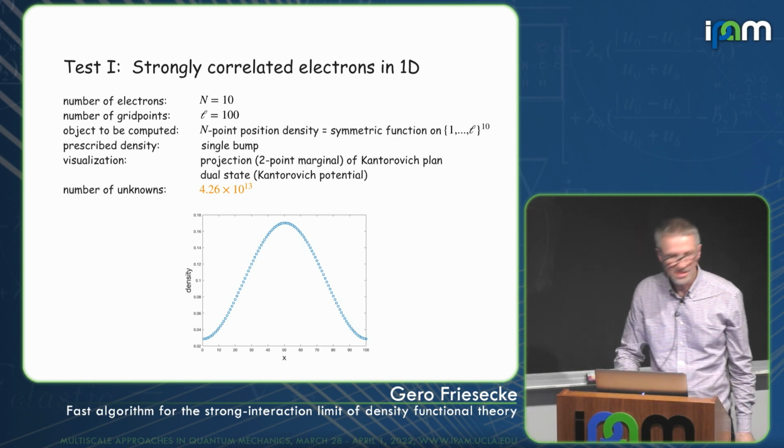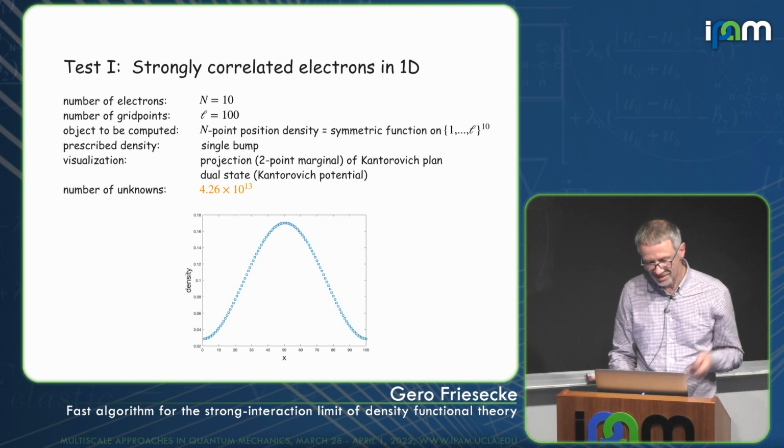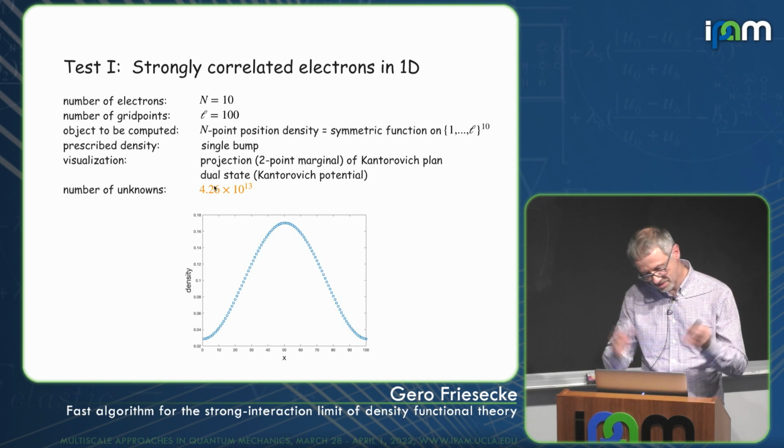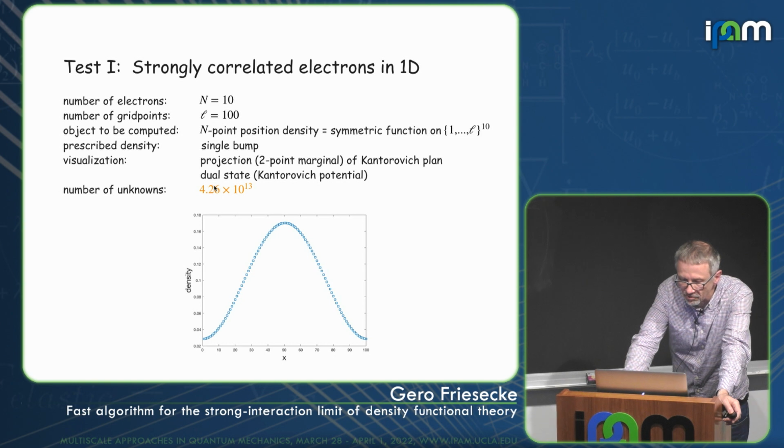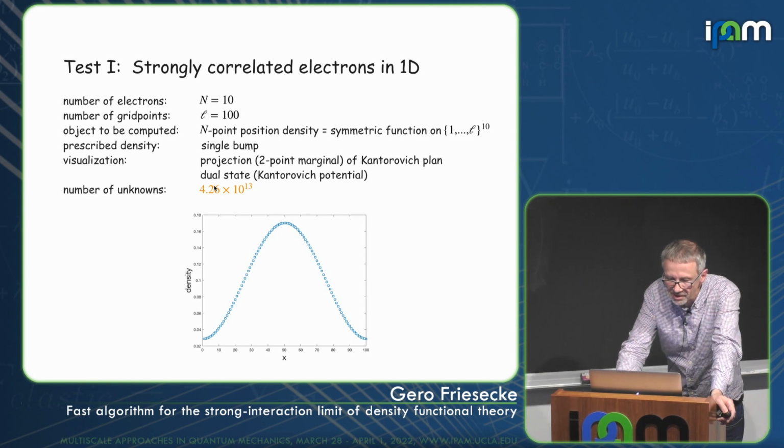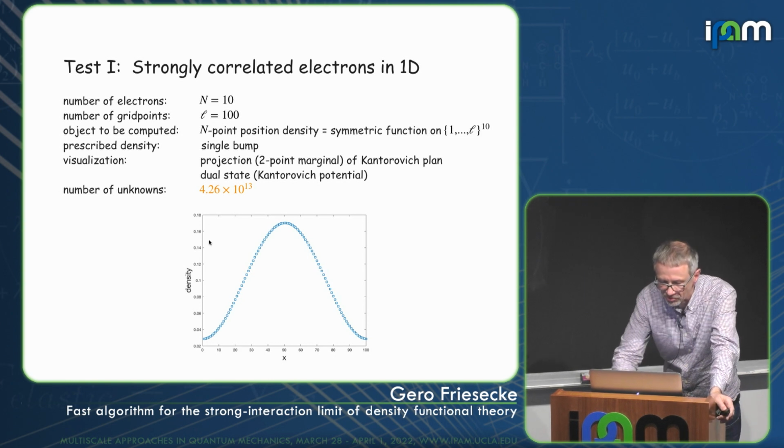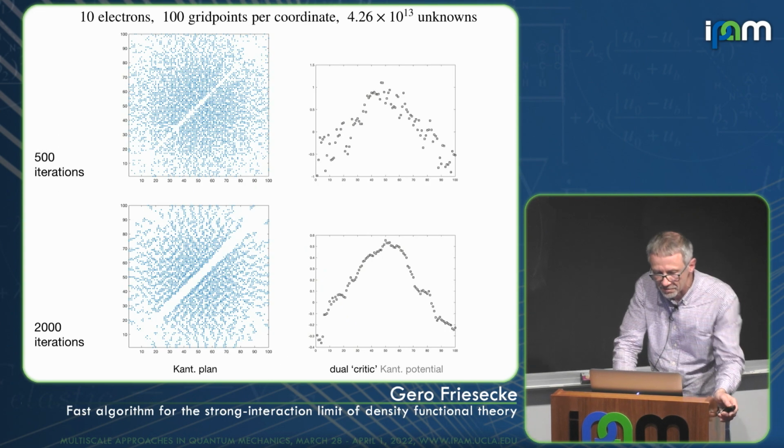So this algorithm works. Let's start with n equals 10, L equals 100. So the number of unknowns is not that big, but it's nice to plot here. I visualize the primal state by the pair density and the dual state I can just plot here. I took just some lump as a density, it doesn't matter what you take. And so here's what happens.